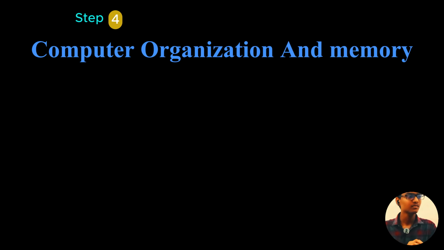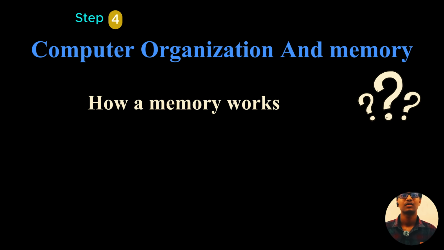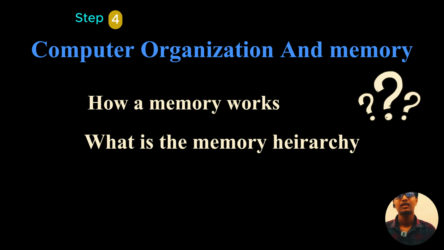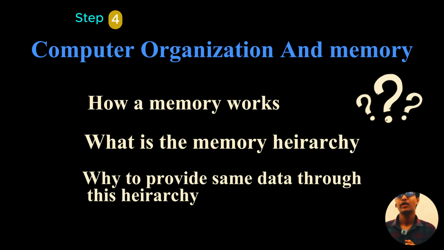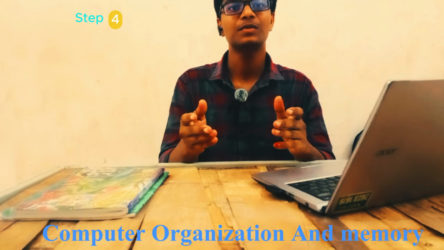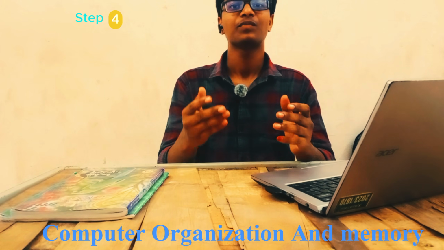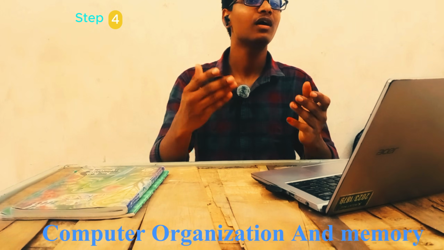And about the memory, you need to understand how your memory works. What is the memory hierarchy, and most of all, why you should keep the same data in the hard drive, in RAM, and also in cache, to just fetch the same data to the processor? Why should you do so? You need to understand those concepts so that you can get a plan about how the hardware works.